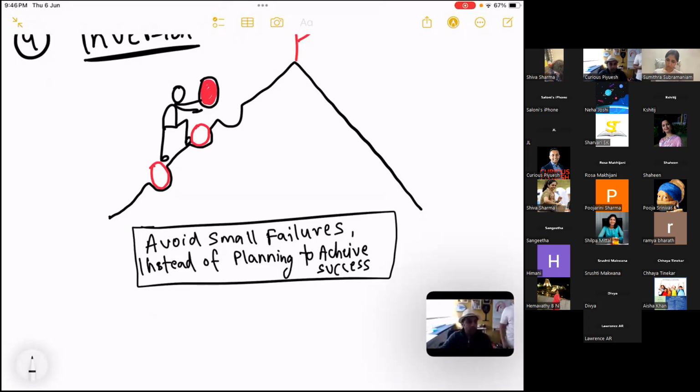Okay, let's think of the other one. Pareto principle, we already know, so I'm skipping this one. Most of the people know this Pareto principle. SMART goal is also a common one.